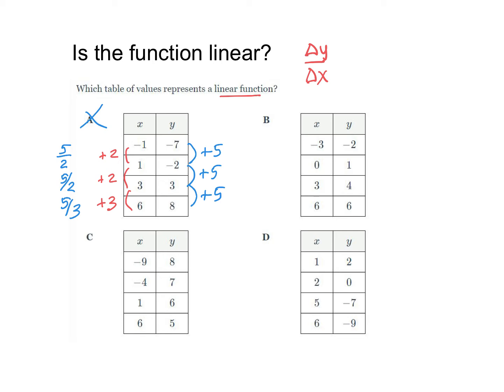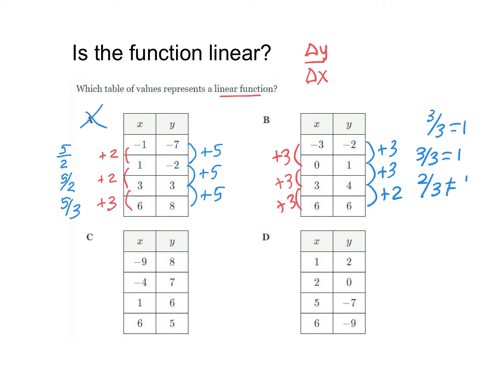Let's look at choice B. From -3 to 0 is +3, +3, +3. -2 to 1 is +3, +2. Again, not equal. The first time it reduces to 1. 3 over 3 is 1. 3 over 3 is 1. 2 over 3 is not 1.